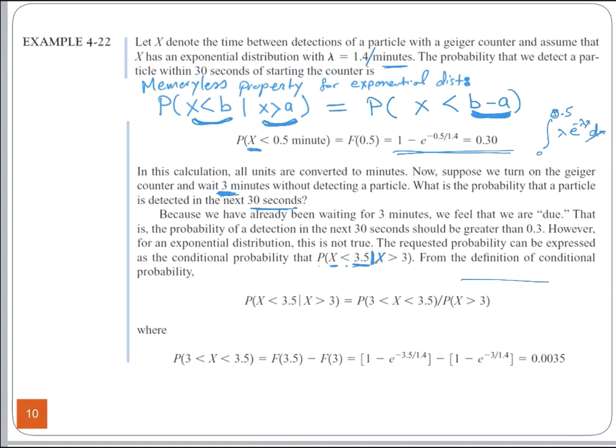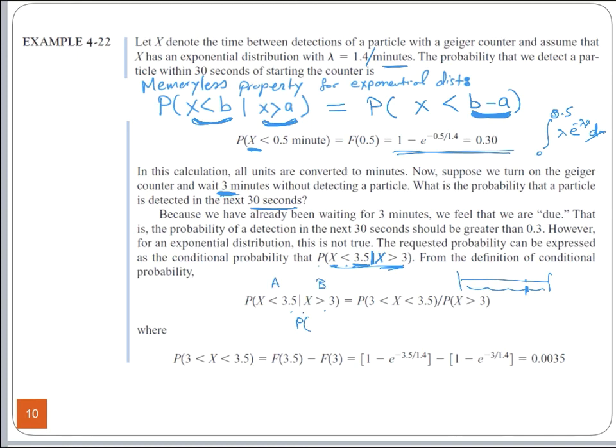Now it asks you, suppose that we turn on the Geiger counter and wait for 3 minutes without detecting any particle. What is the probability that a particle is detected in the next 30 seconds, so in the next half a minute again? As you see in the diagram that I drew down there, we wait for 3 minutes, and then we are looking for the probability that we will encounter something in the next half a minute. So we will encounter something before 3.5, given that we have been waiting for 3, so nothing occurred in the first 3 minutes.